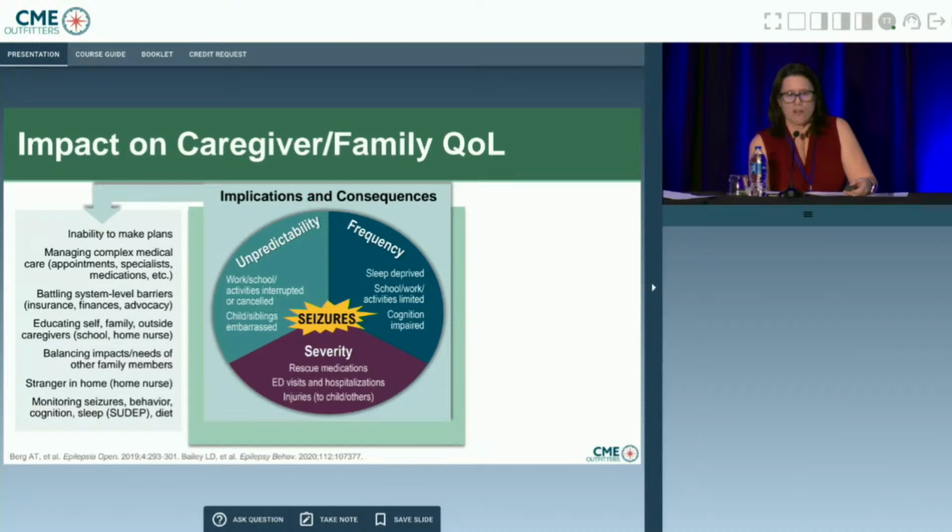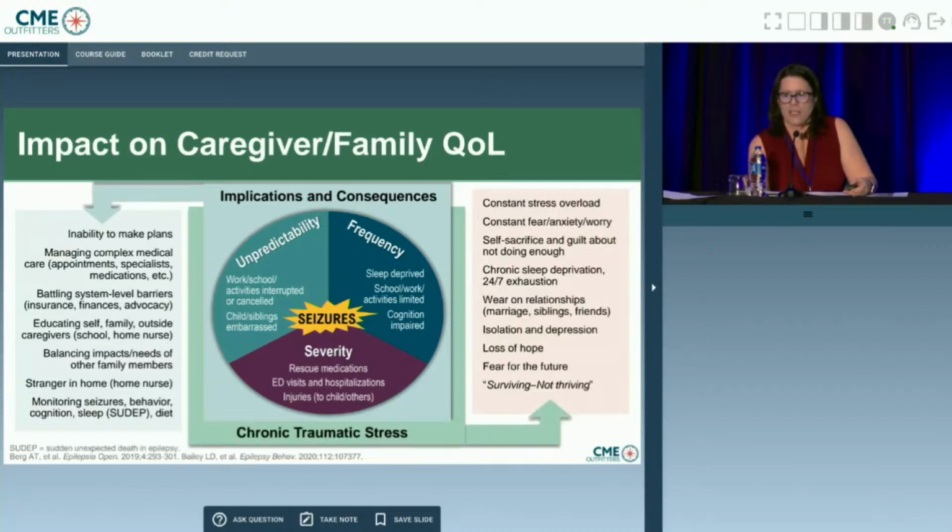You're now managing all of the appointments and the specialists. You're battling the system-level barriers. You're trying to become educated. I actually ended up getting my PhD just to try to understand what physicians were thinking when they were treating my kid. You're trying to balance the impacts on your multiple siblings, and it's just really, really challenging. And mostly you're just trying to keep them alive.